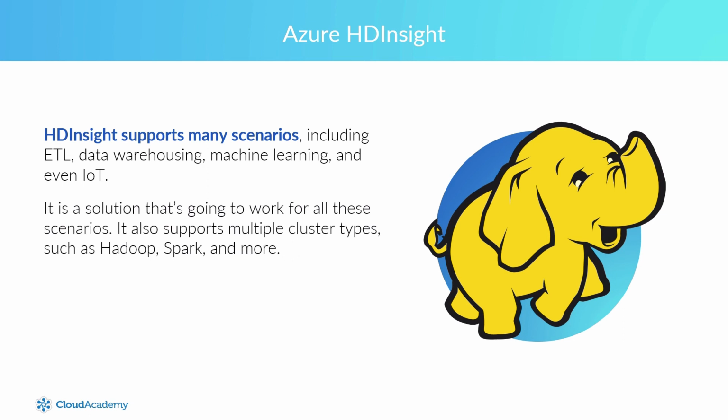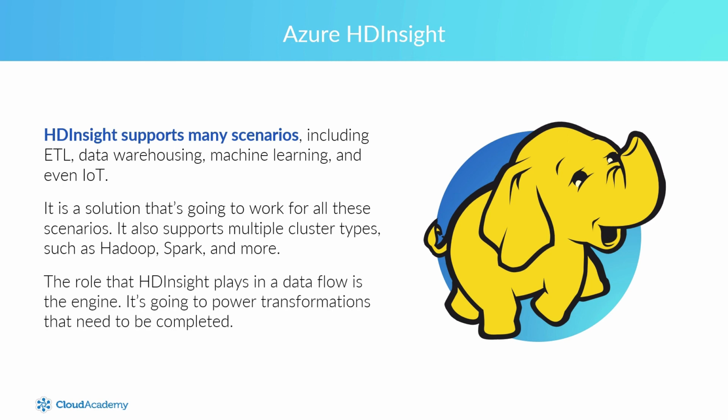HDInsight is a solution that's going to work in virtually all of those scenarios. It also supports multiple cluster types, including Hadoop, Spark, and more. The role that HDInsight plays in a data flow is the engine, if you will. It's going to power transformations that need to be completed.